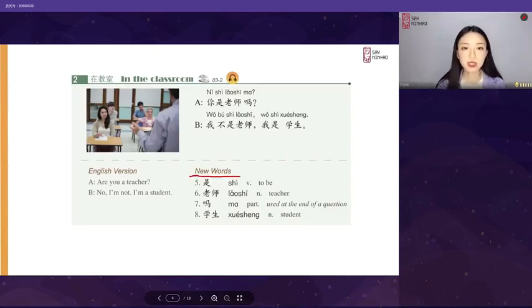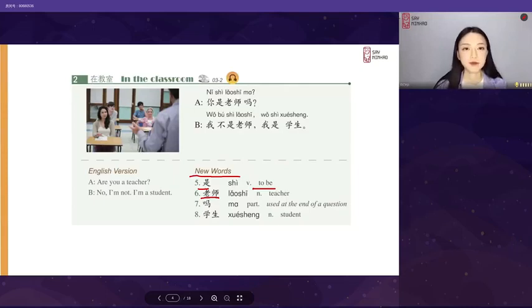And as usual, let's see the new words first. First one is 是. 是 means 是. Read after me, please. 是，是，是。It means to be. To be. Something is or are or were before like this. To be something. Okay, next one. Next one is 老师. We've seen it in the warm-up part, right? 老师。Read after me, please. 老师，老师。And it means teacher. Teacher. Okay, teacher.